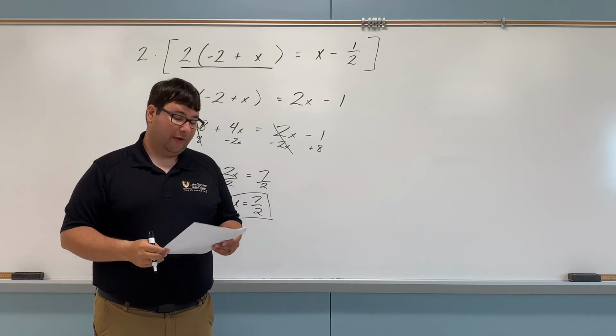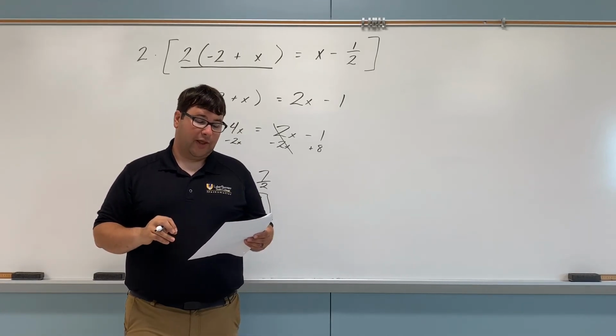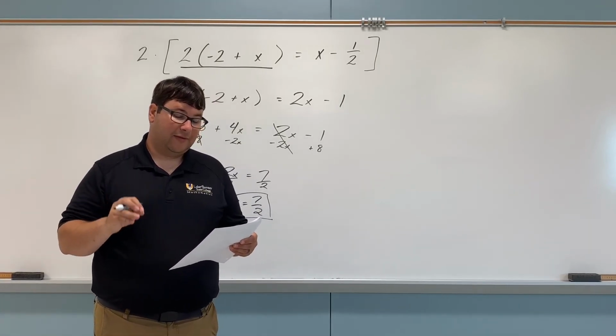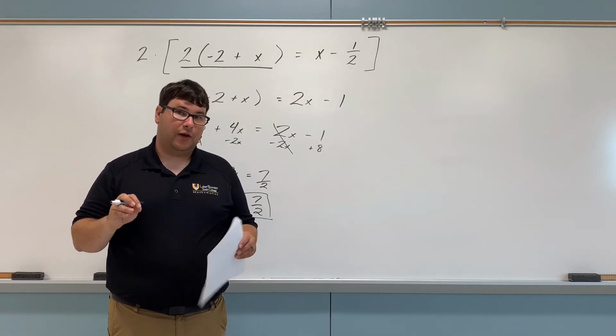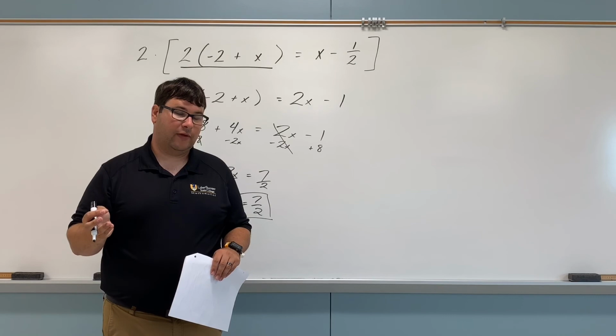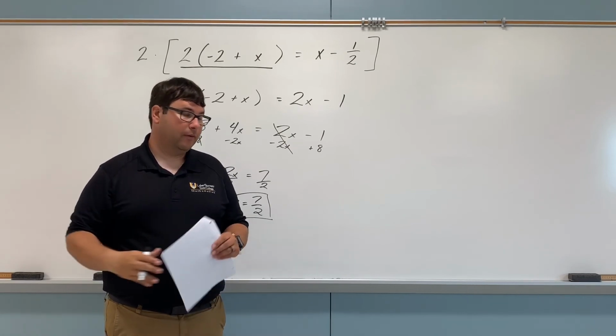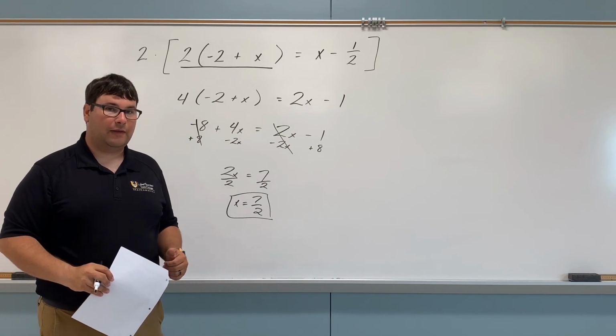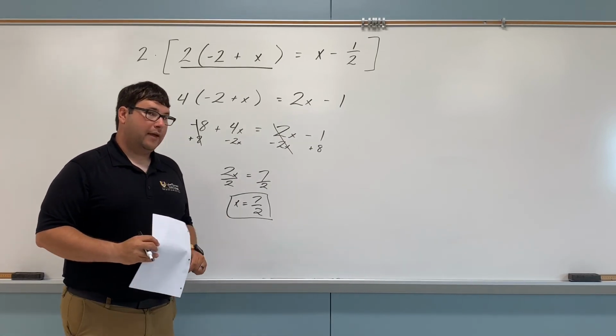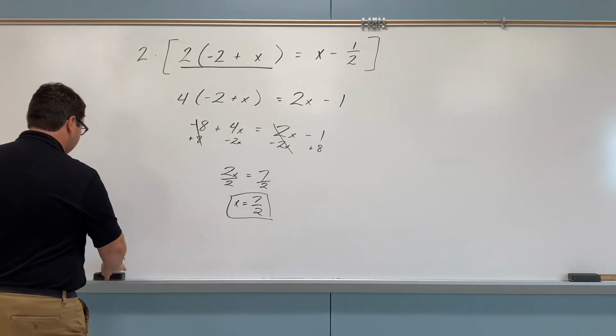So just one more time. Twice the sum of negative 2 and a number is the same as the number decreased by 1/2. Find the number. What is the question asking for? Finding the number. Did we do that? Absolutely. So our interpretation is done. Excellent. Let's try another problem.